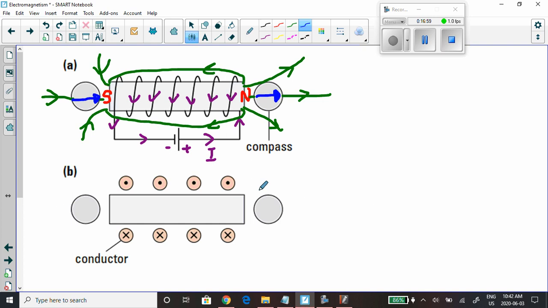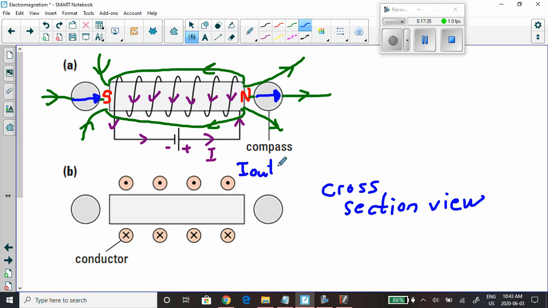Now here's another way of looking at this. Instead of drawing the wires and the power supply, this is a cross-section view. So this is a coil, but it's a cross section. So here are the wires at the top of the coil. Here are the wires at the bottom of the coil. They don't show the entire wires in front and behind. They're just showing you the direction of the current at the top and the direction of the current at the bottom. So at the top, the current is out. At the bottom, the current is in.